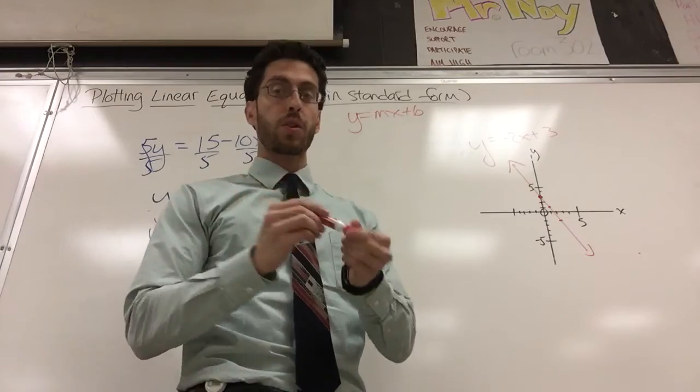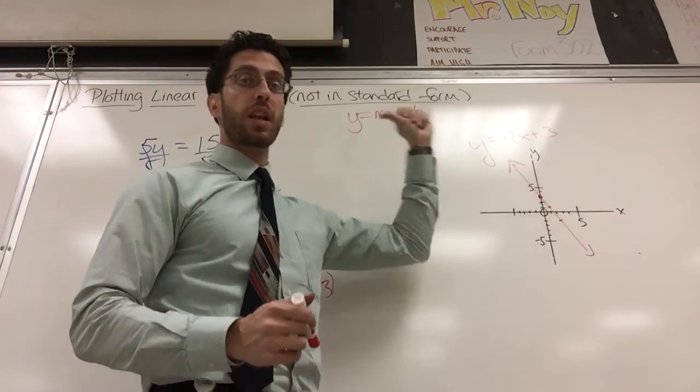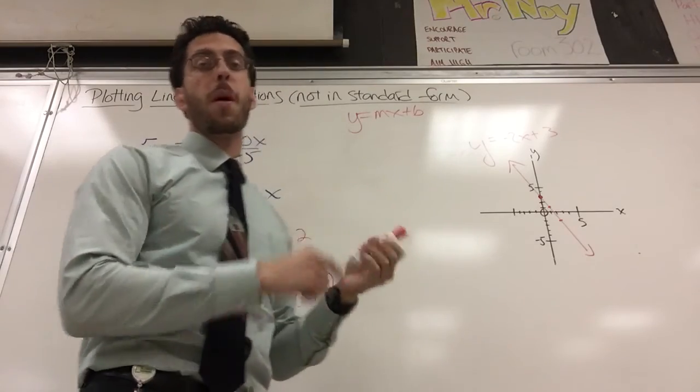Okay? Notice this line is going which way? Down. Why? Slope was negative. Last line was going up because the slope was positive.